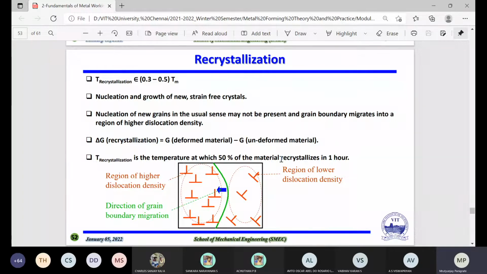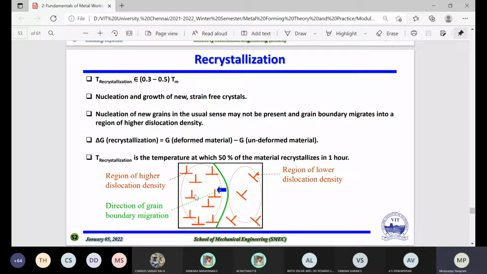You cannot say that we are only getting this kind of microstructure and these phases, so my experiment is completed. No, you have to also correlate the thermodynamics part, the entropy, or the enthalpy, or the free energy. Then the recrystallization temperature is the temperature at which 50% of the material recrystallizes in 1 hour. So you can see time is also a factor. These are generalized statements, but depending on the material you have to check.